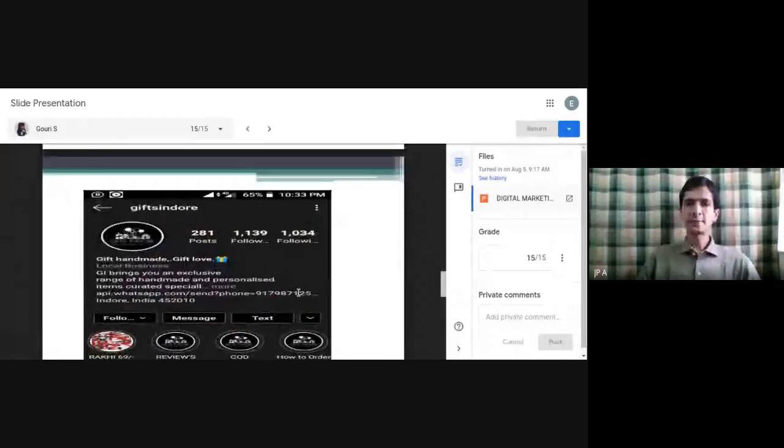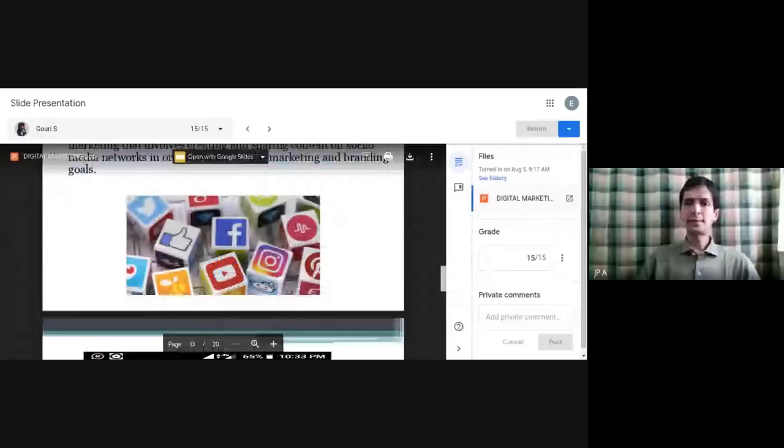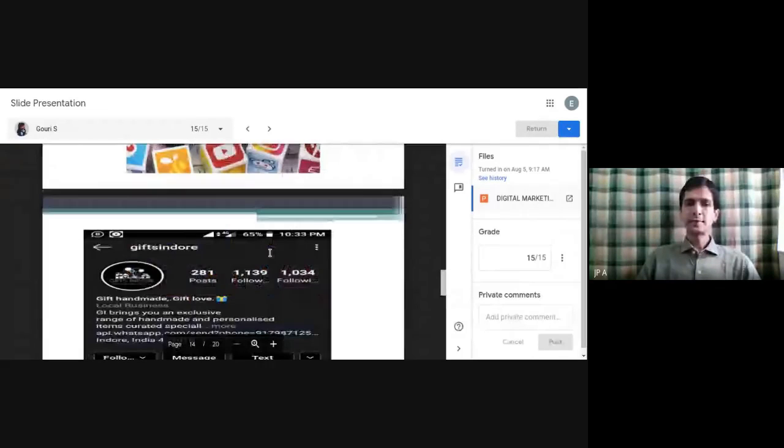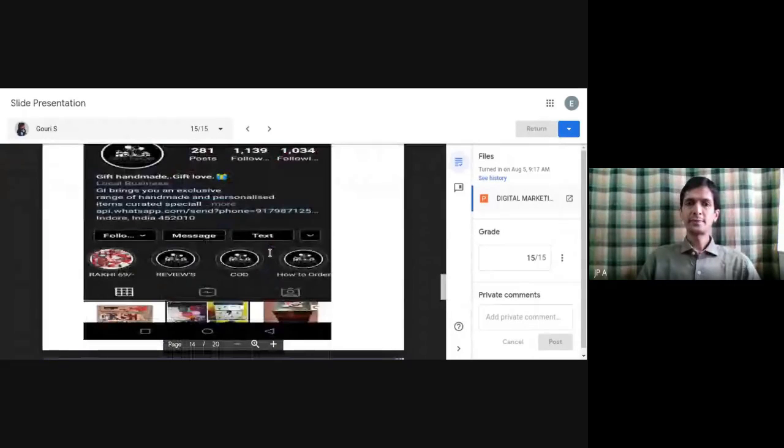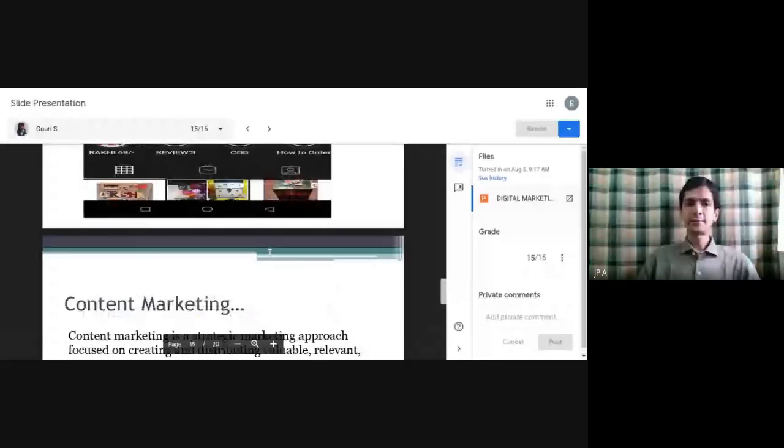So look at the difference. This is very colorful and attractive. This is looking very dry. Maybe you can change the image. You can introduce images which are good looking.